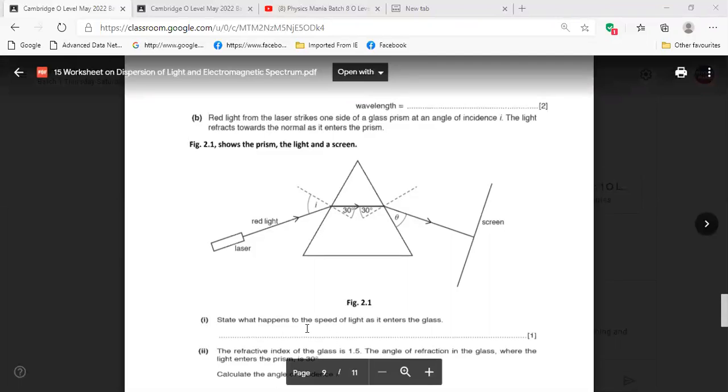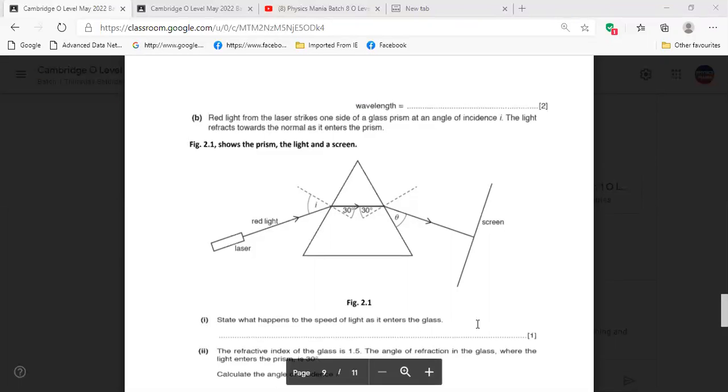Now state what happens to the speed of light as it enters the glass. What will happen to the speed of light if it is entering the glass? Speed will increase, decrease, or will be same? Same. Sir, it will be same. If it is going... you previously told, if light goes from air to glass, it is decreasing.